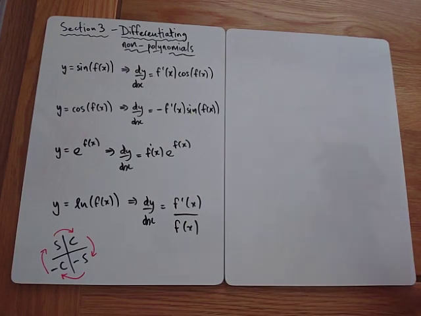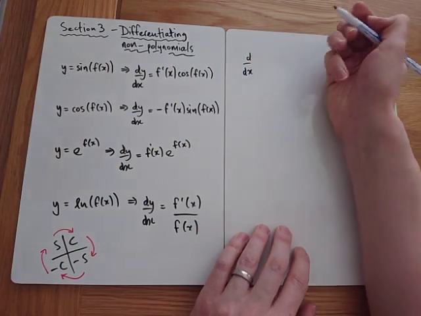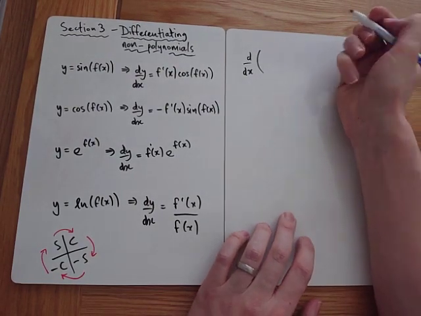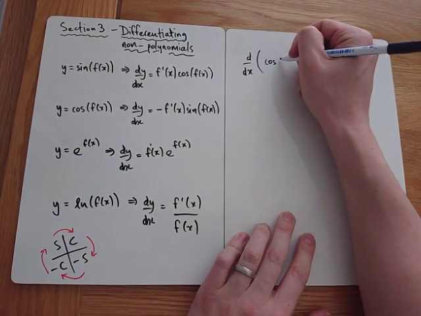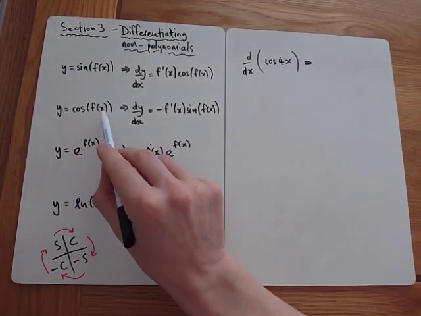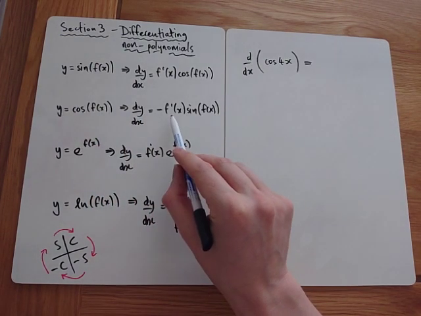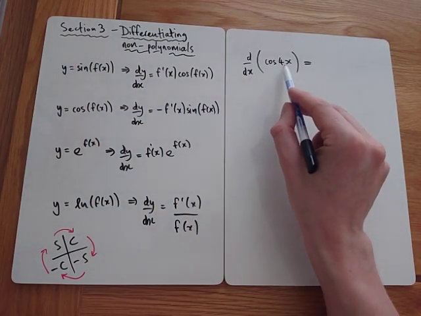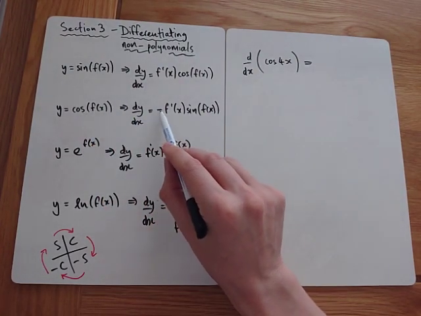So let's try a few quick examples. The notation we use to differentiate is d by dx. If I ever write d by dx with something inside, it's just an instruction to differentiate what's inside with respect to x. So if I must differentiate cos of 4x, then using this rule, we can see that our f of x here is just 4x. So we have to multiply the front by the derivative. If I differentiate 4x, I'd get 4. Also, cos differentiates to minus.